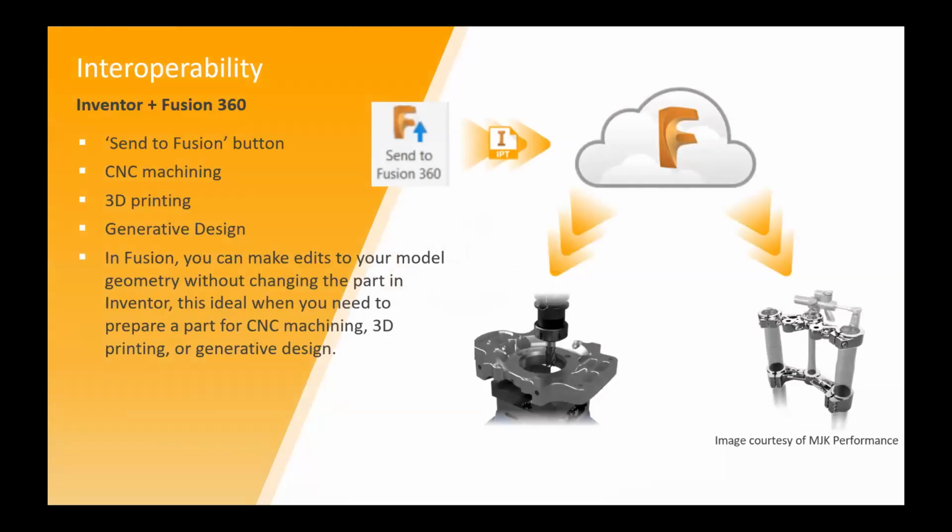All right, the next one would be Inventor and Fusion 360. So in Inventor 2022, there's this button called Send to Fusion. In Fusion, you can now edit your models without changing the parts in Inventor. Previously, you probably needed to toggle between Inventor and Fusion 360 if you wanted to make changes to the 3D models. With this new functionality, it's ideal when you need to prepare parts for CNC machining, 3D printing, or generative design.